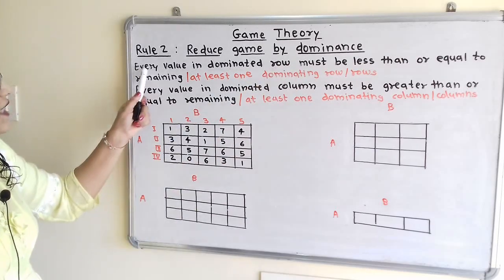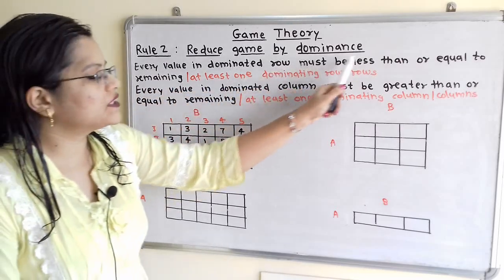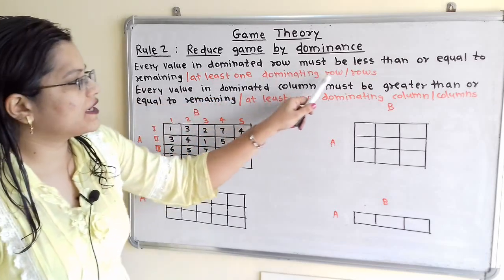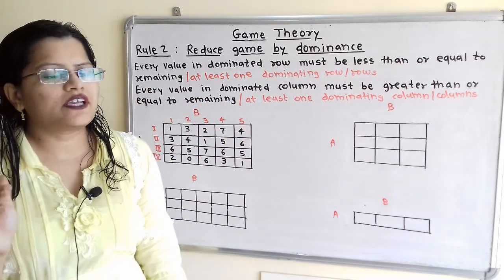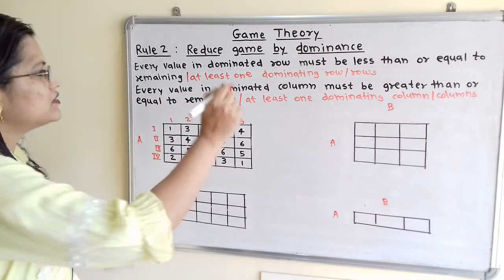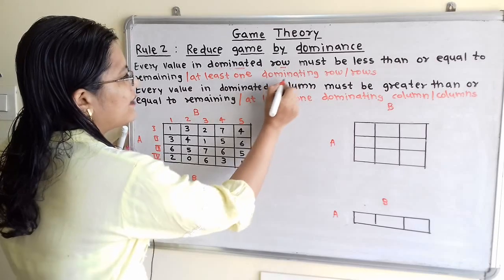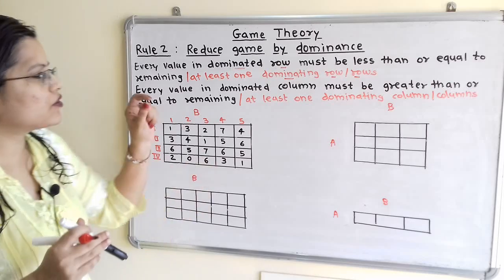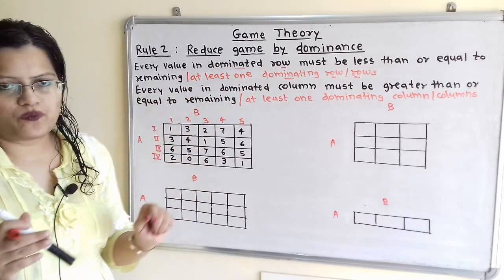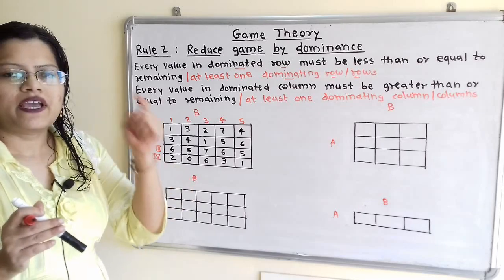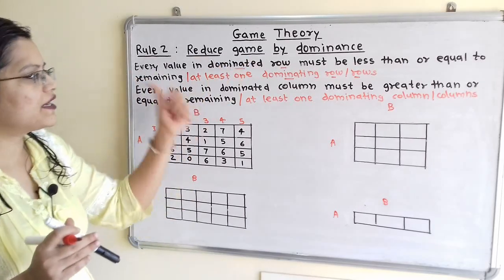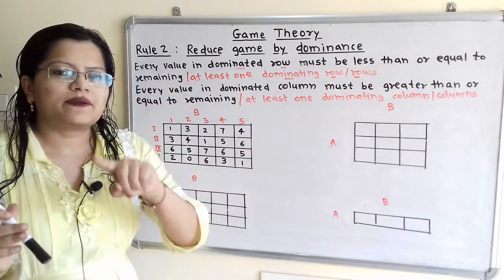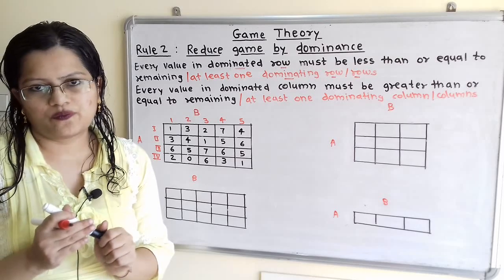The first rule is that every value in the dominated row must be less than or equal to the remaining, or at least one dominating row or rows. Here there are two important words, dominated row and dominating row or rows. We have to delete or remove the dominated row. Every value in this dominated row must be less than or equal to the remaining rows, or at least one of the rows.